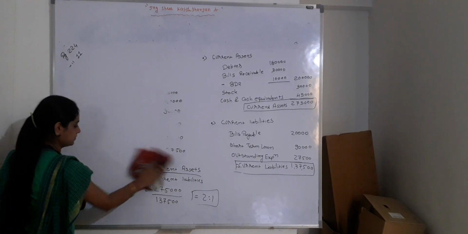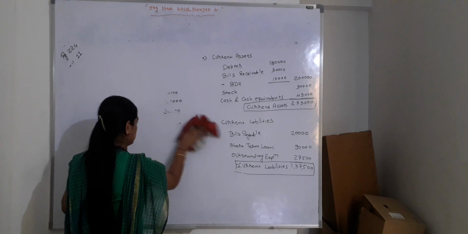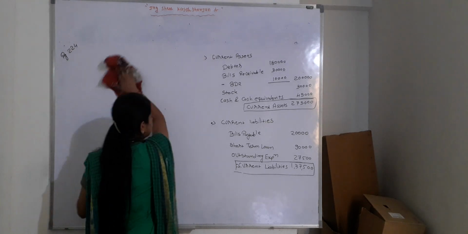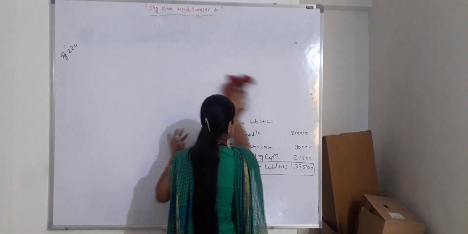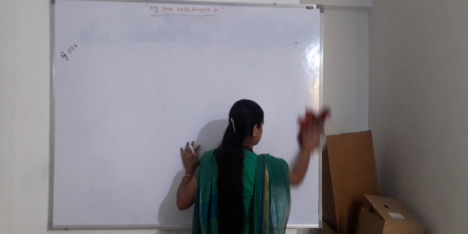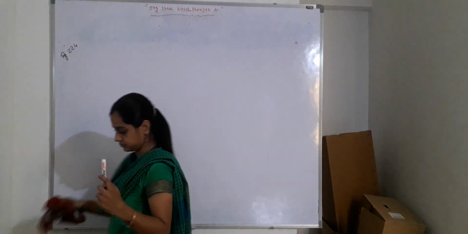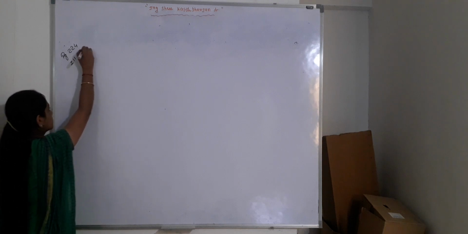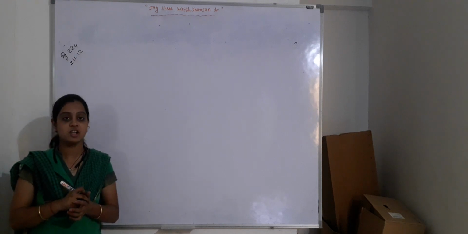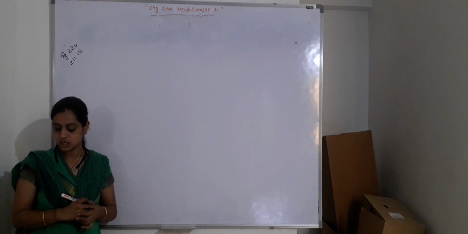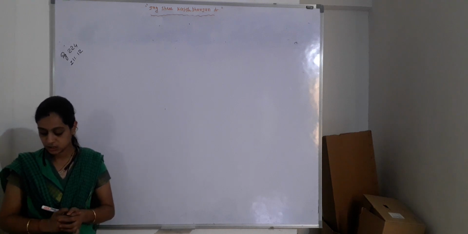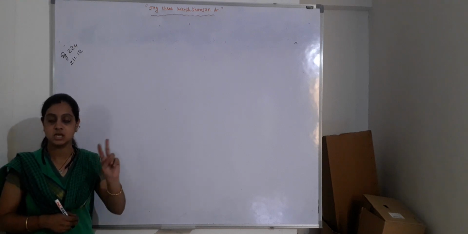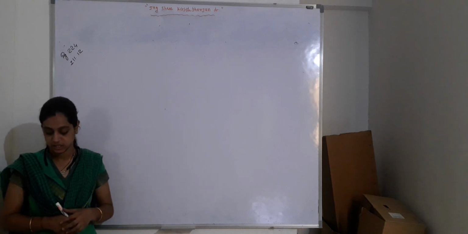Page 2 to 4. Illustration number 12. From the following information of RK Limited, calculate current ratio and working capital. We have to find both the things, current ratio as well as working capital.